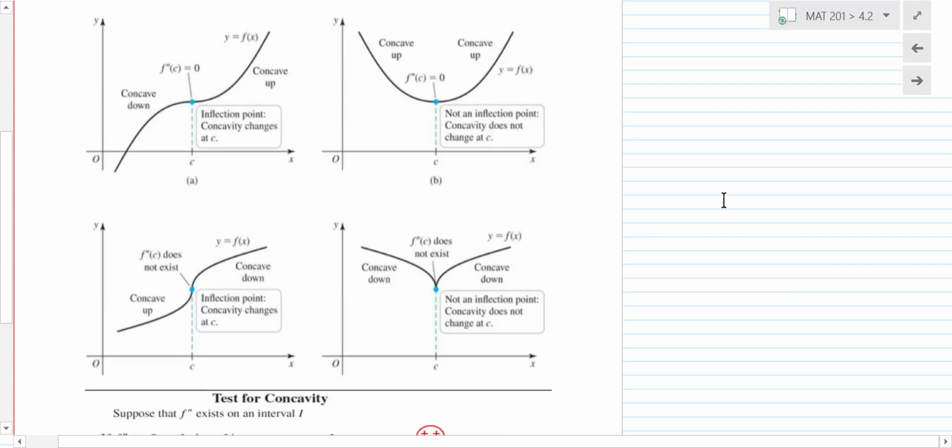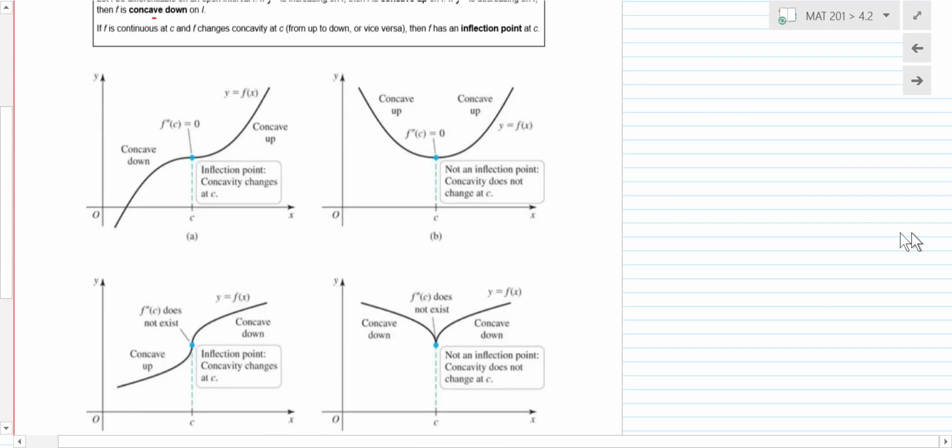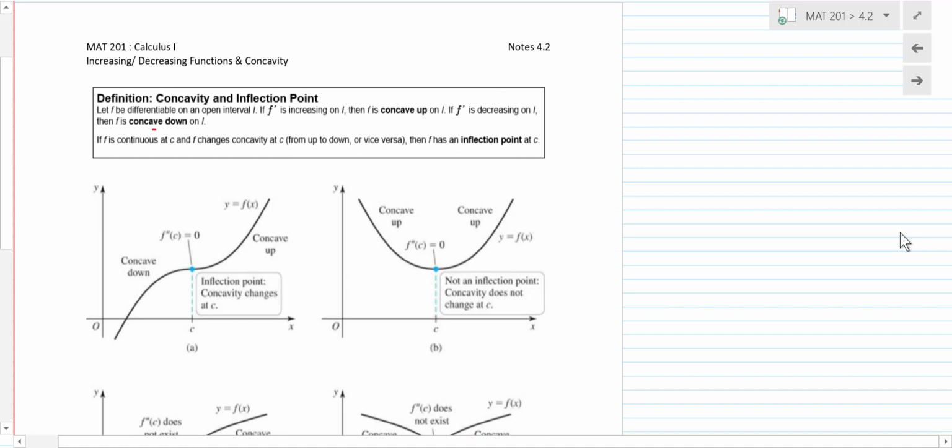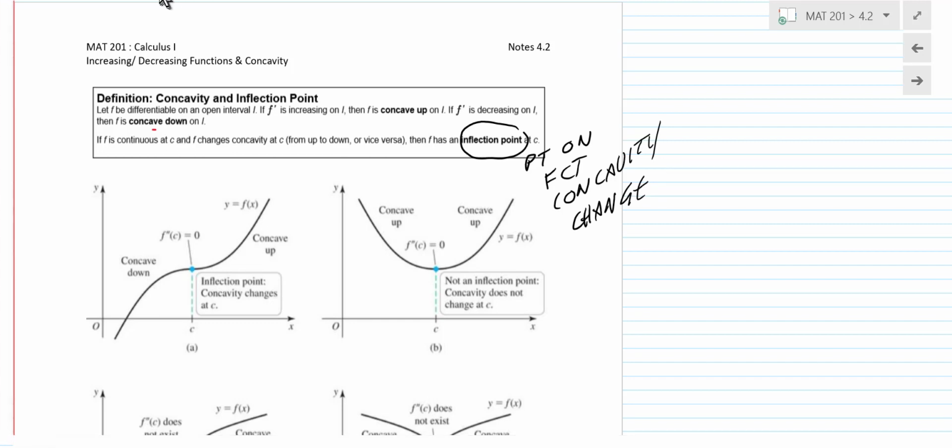Okay, these are some different situations we have here. When we have an inflection point, that's a point on the function where the concavity changes. Sometimes your concavity is going to change from up to down or from down to up. If you look at this diagram, you're concave down here, like you're frowning, and then you're concave up there, now you're happy again. Your inflection point would be right there.